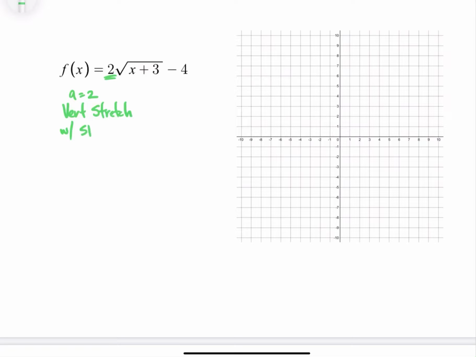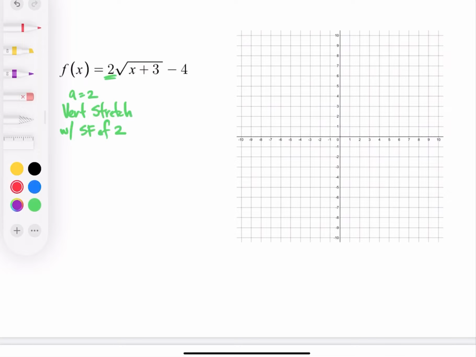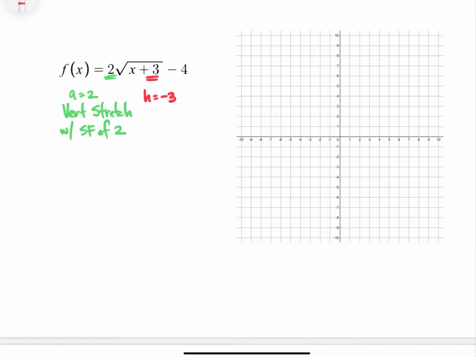So it has a scale factor of 2, meaning that it's going to be stretched out vertically, and it's going to raise the height of our graph to twice its height. Then we have our h value. Our h value is this 3 here, but it's going to be a -3. Remember, it's going to be the opposite of what it says in the equation. Well, that -3 in words tells us that our graph is being shifted over to the left 3 units. And then we have our k value. Our k value is -4, which means our graph is going to be shifted down 4 units.